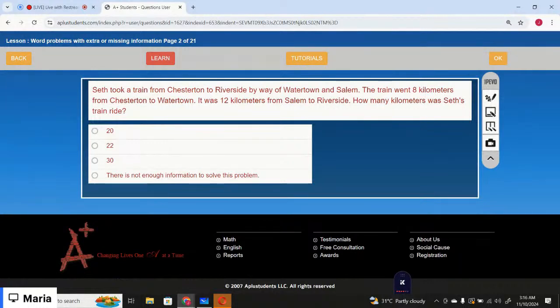Seth took a train from Chesterton to Riverside by way of Watertown and Salem. The train went 8 kilometers from Chesterton to Watertown. It was 12 kilometers from Salem to Riverside. How many kilometers was Seth's train ride?